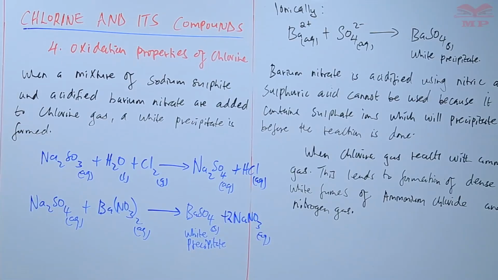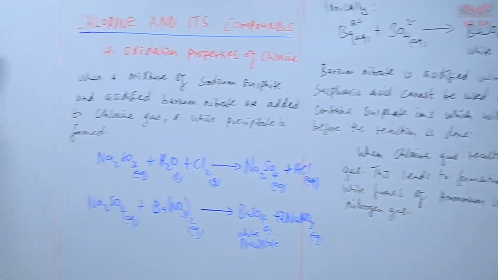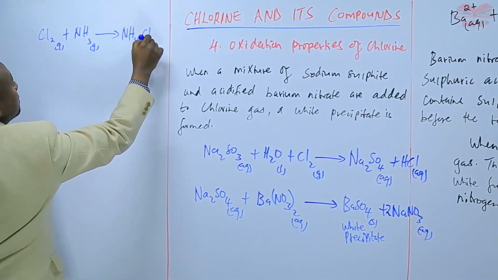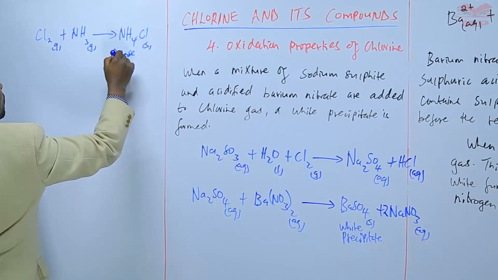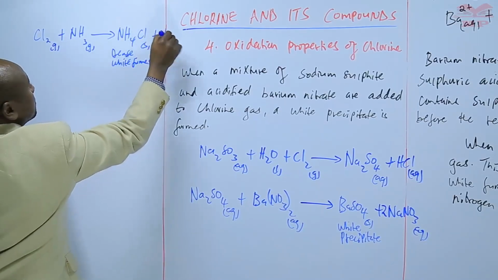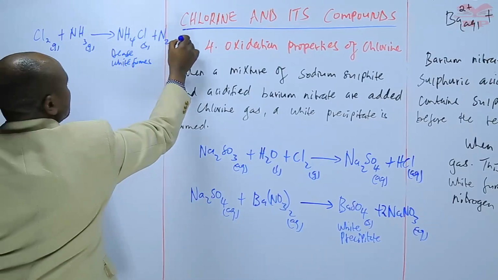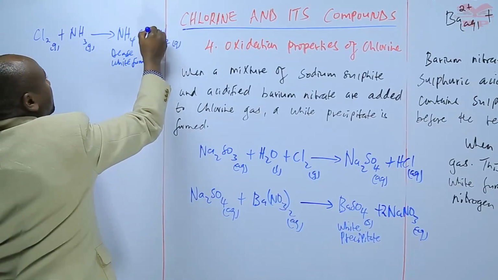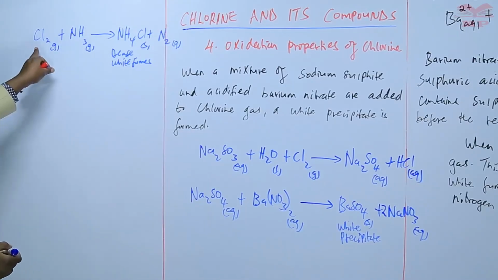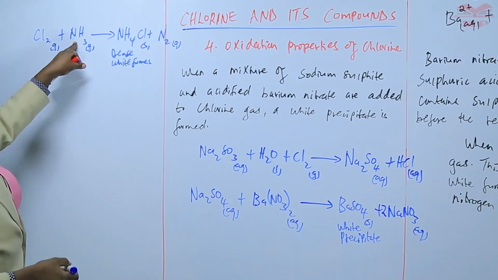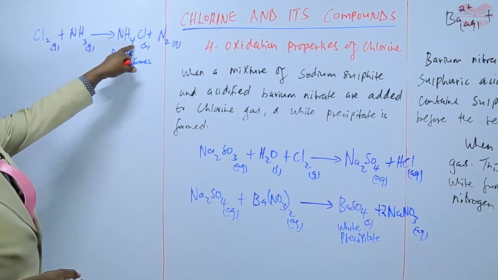So we have chlorine plus ammonia gas to form ammonium chloride. These are dense white fumes plus nitrogen, which is a gas as well. So on this, we are saying that chlorine oxidizes ammonia to ammonium chloride.